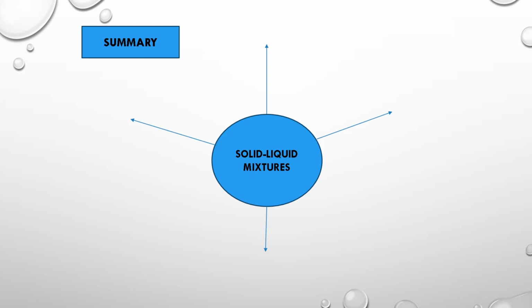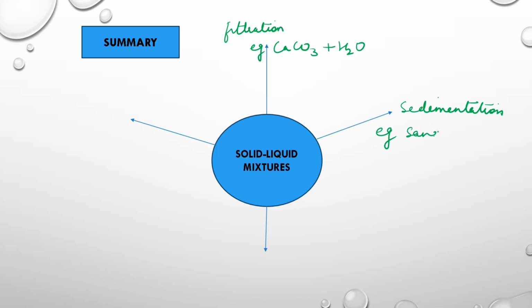So to summarize the separation of solid liquid mixtures, what were the four methods? Filtration was the first method, and in this we had the example of calcium carbonate being separated from water. Second method was sedimentation. In sedimentation, what was the example? Very simple, sand and water, if you remember. Then third we have evaporation. Example was salt and water, sodium chloride and water.